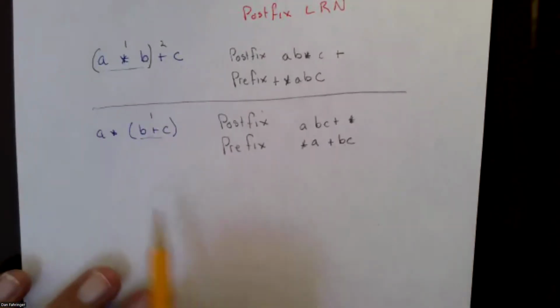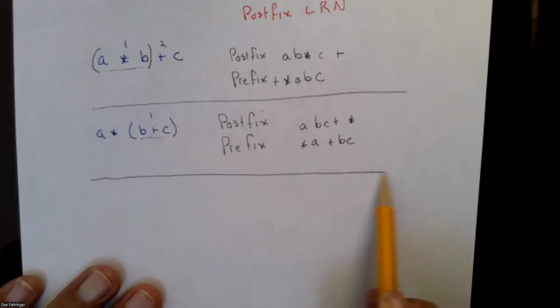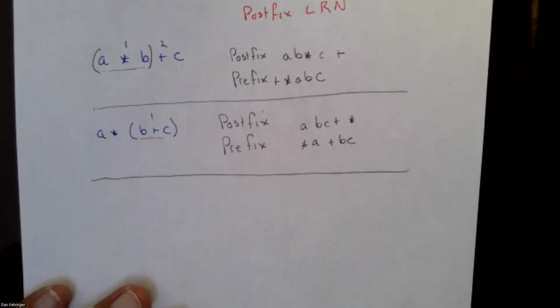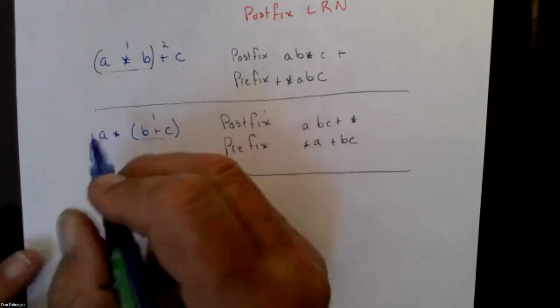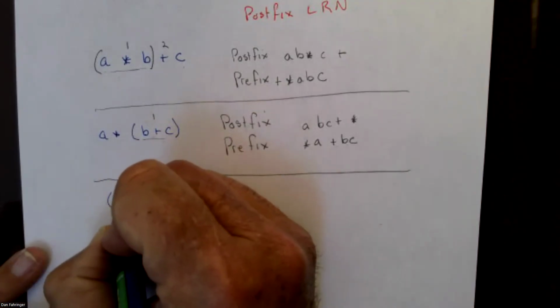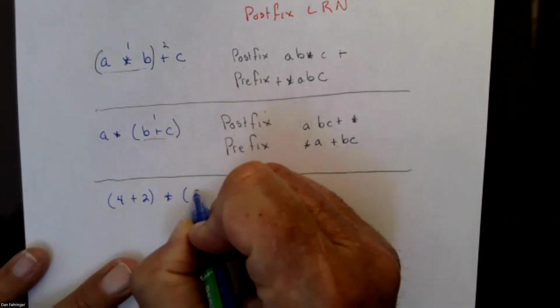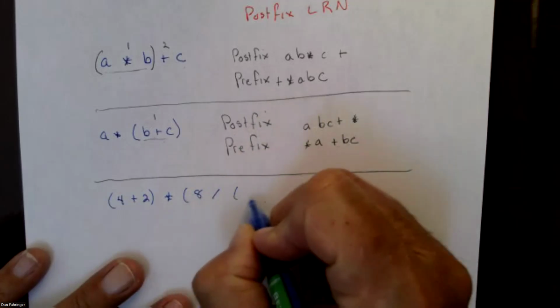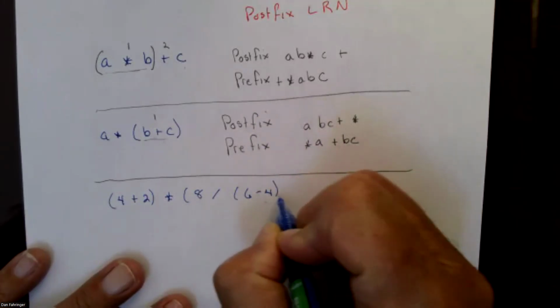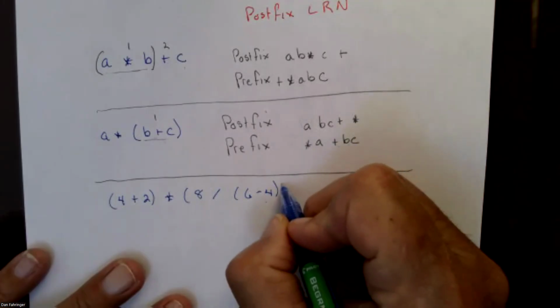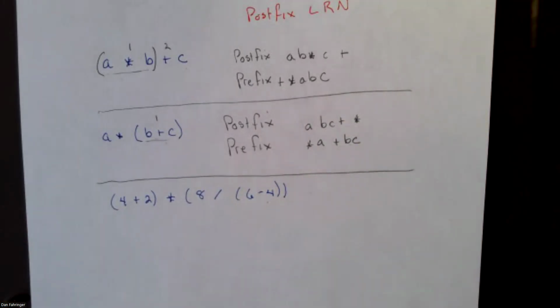Can we do one more? Well, sure. Anytime somebody asks to do one more, I will gladly do one more. 4 plus 2 times 8 slash 6 minus 4 and another parenthesis. First of all, what does that equal?